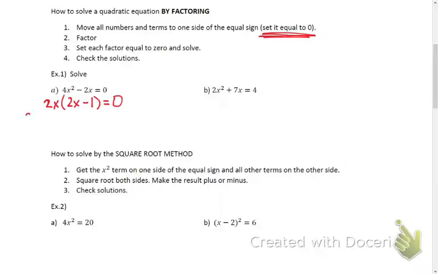So we create two equations. There's one. There's another. And you solve for x. So on that first one, divide both sides by 2, and you still have 0. And on that second one, add 1 to the other side, divide by 2, and we have 1/2.